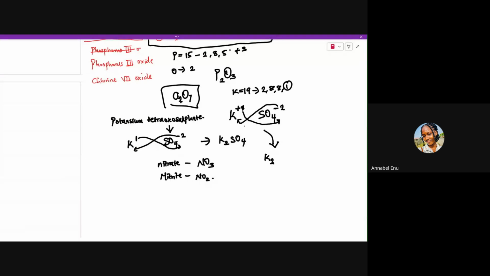You make a cross and the valency of one is written as the subscript of the other one. Then SO4 will have the subscript 1 from potassium. You don't have to write 1. So the formula for potassium tetraoxosulfate is K2SO4. Do you understand, Winner? Yes.